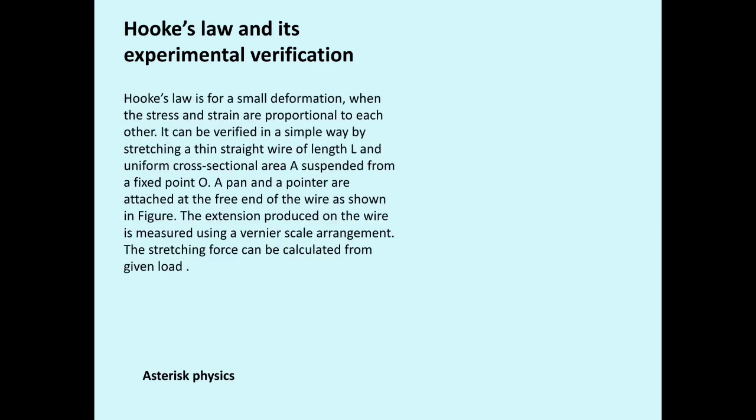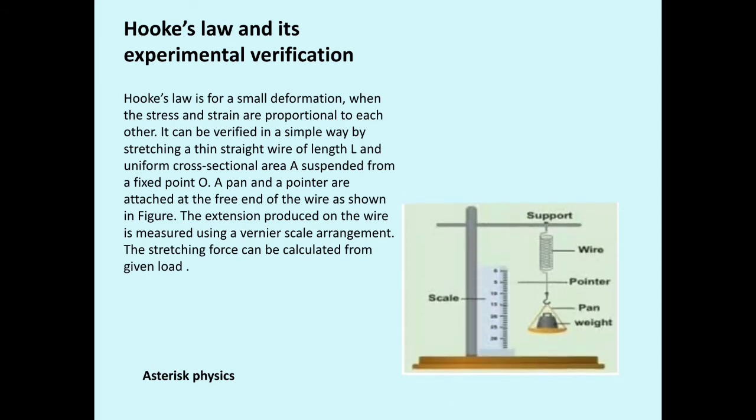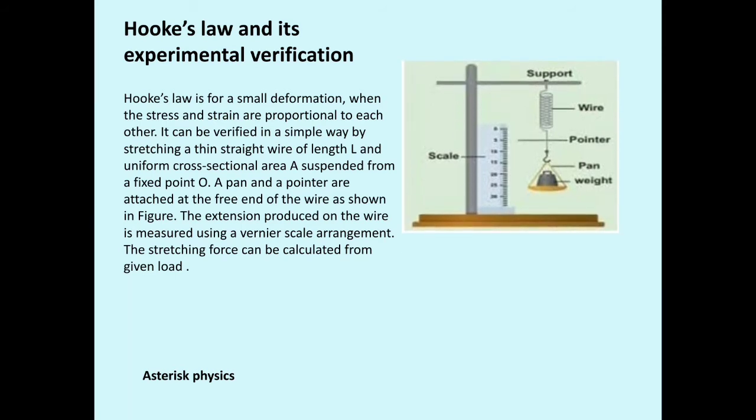Now let us discuss Hooke's law and its experimental verification. Hooke's law is for a small deformation when the stress and strain are proportional to each other. It can be verified in a simple way by stretching a thin straight wire of length L and uniform cross-sectional area A, suspended from a fixed point O. A pan and a pointer are attached at the free end of the wire as shown in the figure. So that is the experimental arrangement to verify Hooke's law.